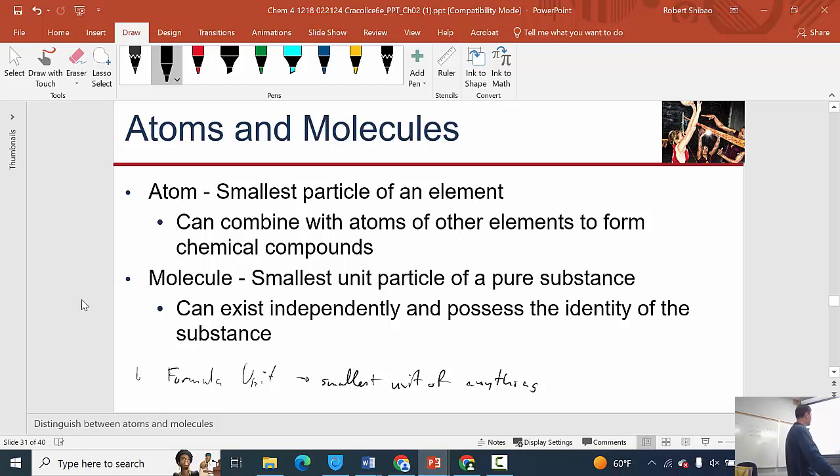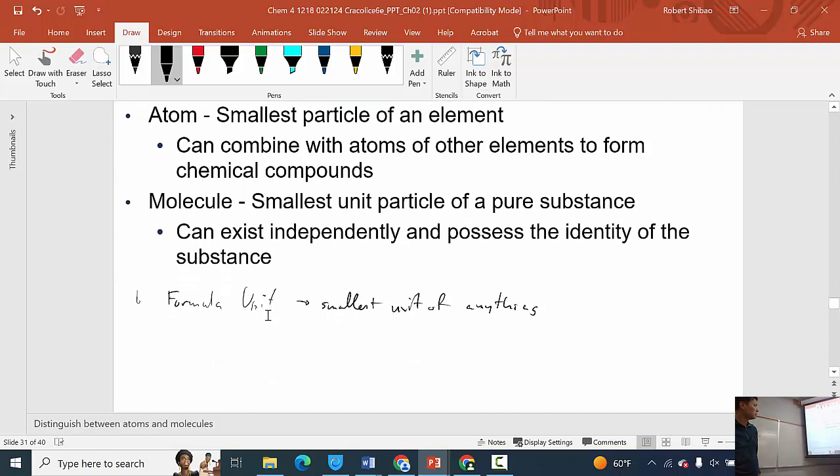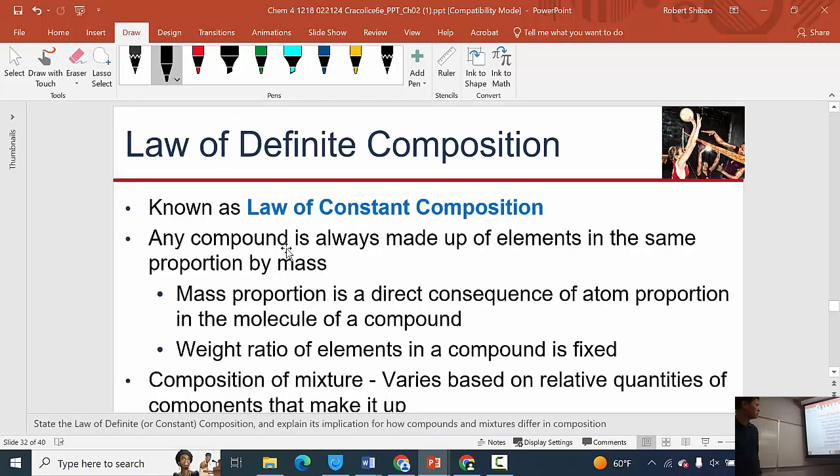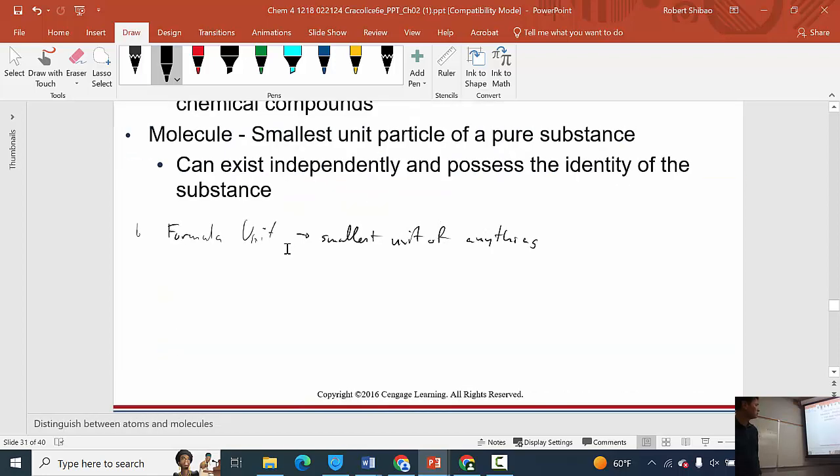It doesn't form molecules because it doesn't form discrete units. We'll talk more about that later, but we should just add formula unit to this. There.